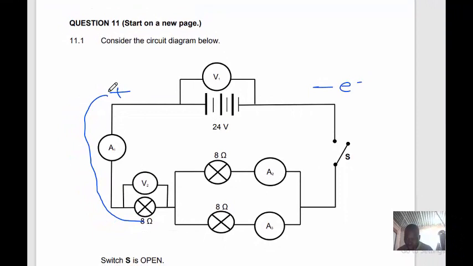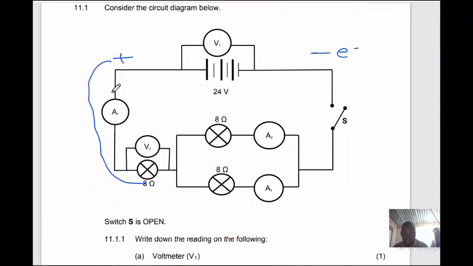So what you need to answer firstly is these questions. It says write down the reading on the following: a voltmeter V1. So we have our 24 volts there. So voltmeter V1 is 24 volts.